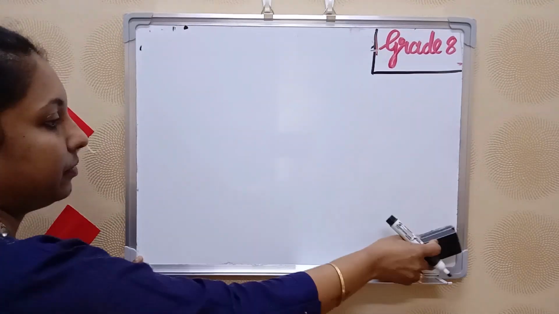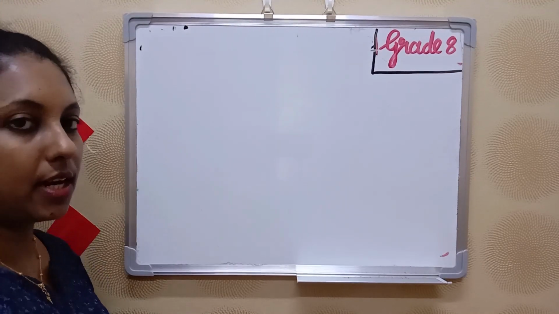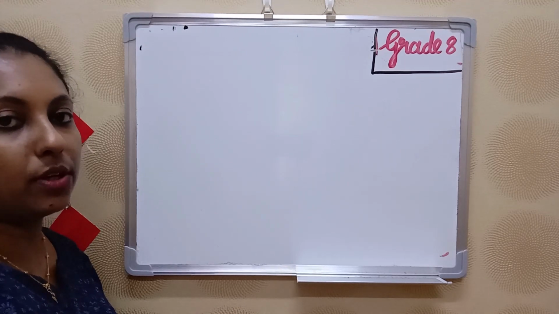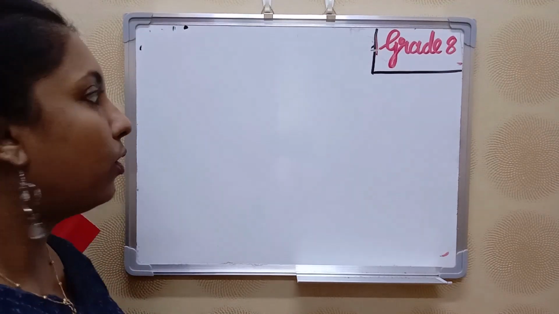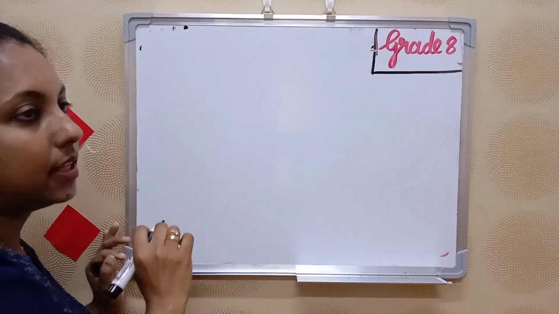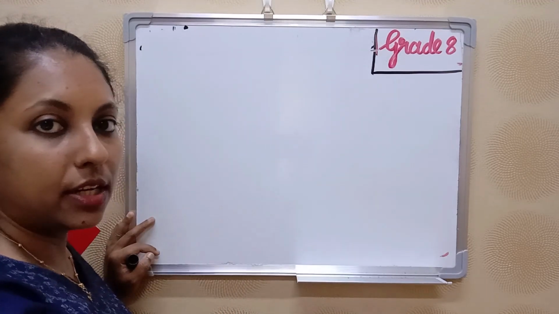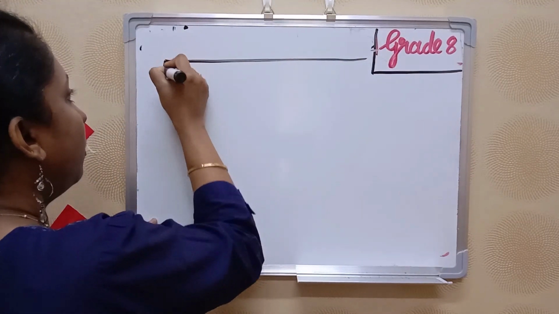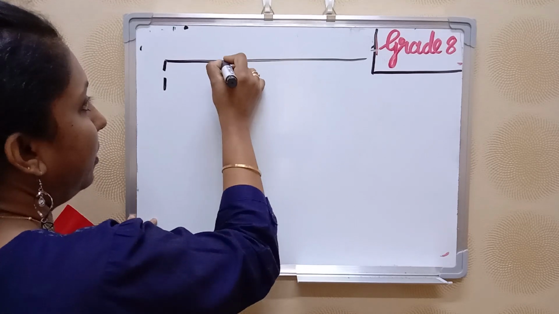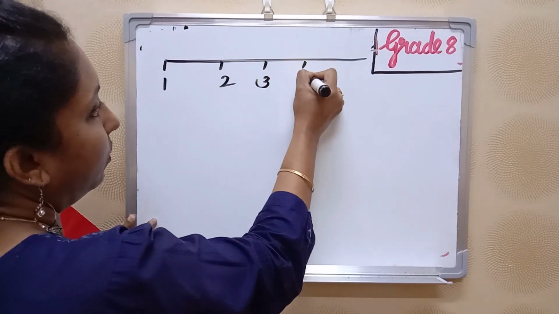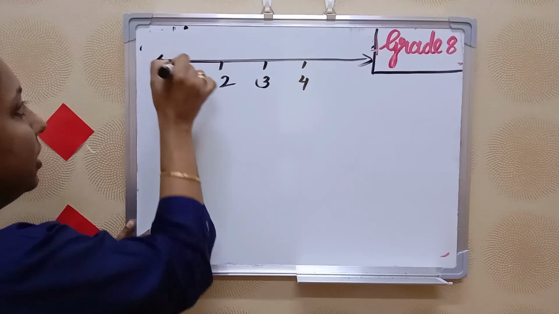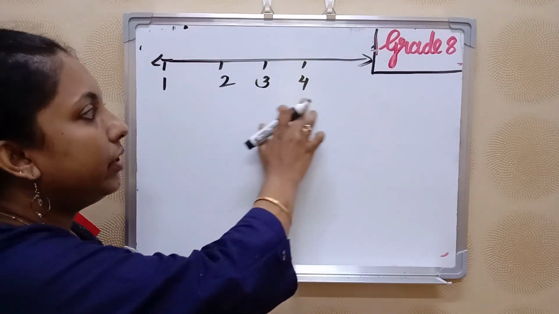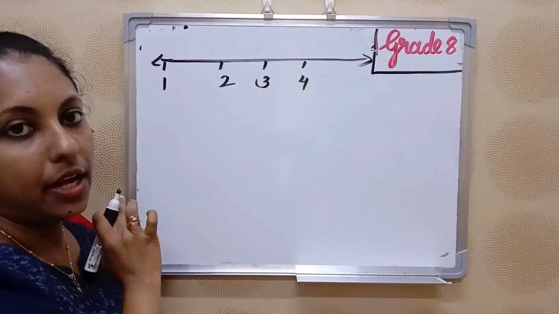Hope you understood how to represent a rational number on the number line. First, we have to check how to represent a natural number on the number line. That is, the line extends indefinitely on the right side of 1. Natural numbers start from 1 only. So the right side of 1, 2, 3, 4 goes on endlessly, to infinity. This way we can represent natural numbers on the number line.